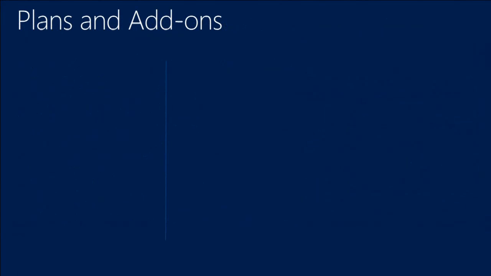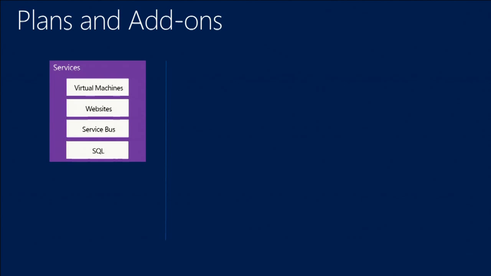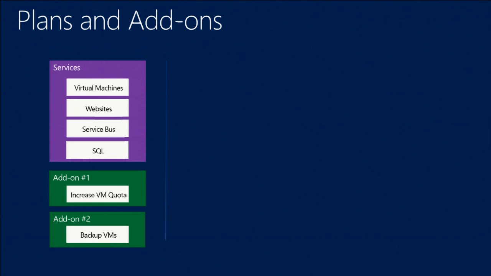So how does that work? An administrator has these services, right? Or you as a provider have these services that are available. You can do virtual machines, website, service bus, and SQL out of the box. And then you can also define add-ons like increase my quota or attach the backup VM service to these sets of VMs for this subscription. Okay? And then you can pick different plans to offer.